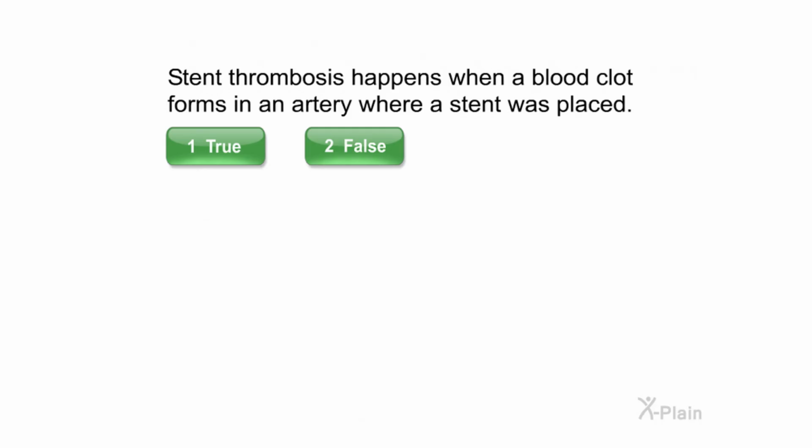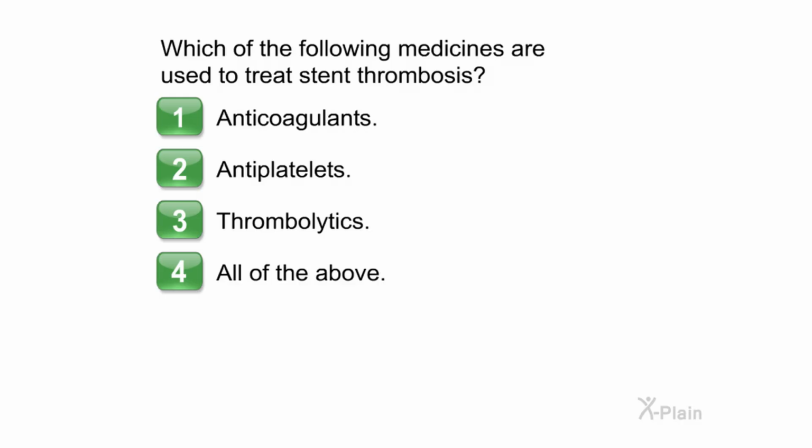Select true or false. Correct. Which of the following medicines are used to treat stent thrombosis? Choose one of the following options. 1. Anticoagulants. 2. Antiplatelets. 3. Thrombolytics. 4. All of the above.